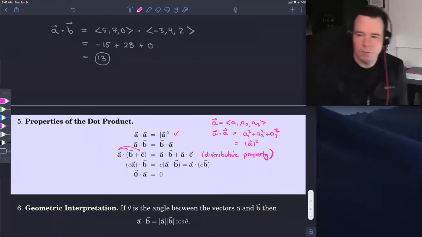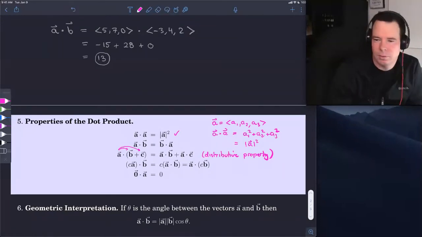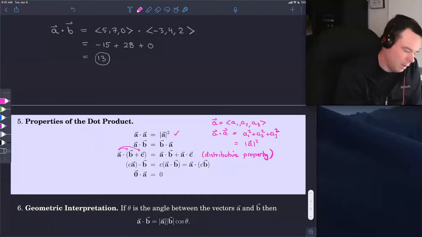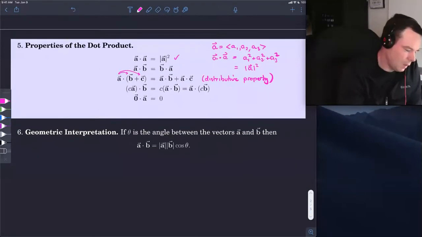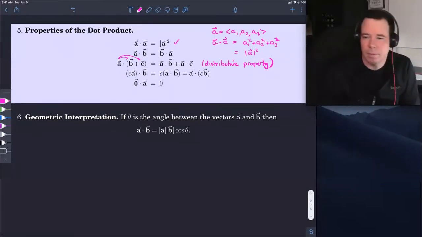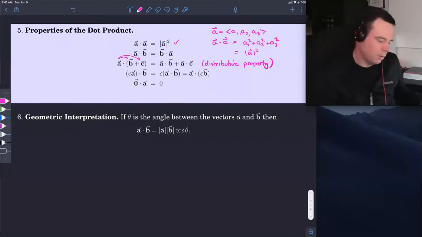And lastly, if you dot a vector with the 0 vector, then you get the 0 scalar. So you get a 0 as a real number. So those are the properties of dot products. And in fact, these are the properties that are going to allow us to interpret the dot product as some geometric quantity, something that tells us some things about the geometry of the vectors and how they sit in space related to each other, the angles between them, how they project onto each other, all those sorts of goodies.